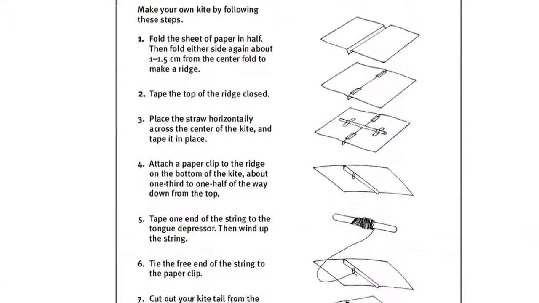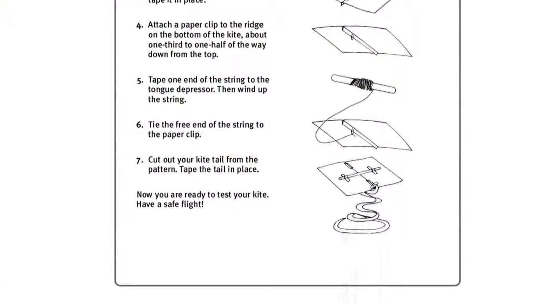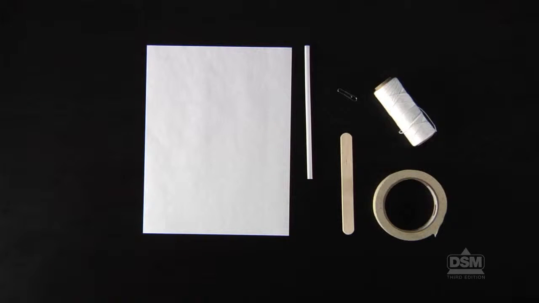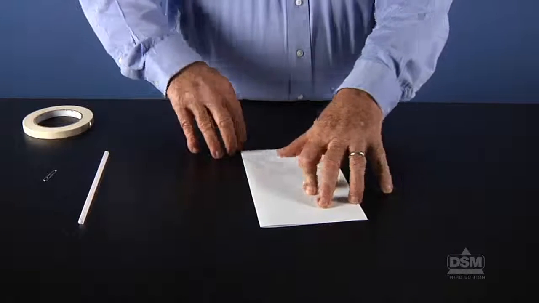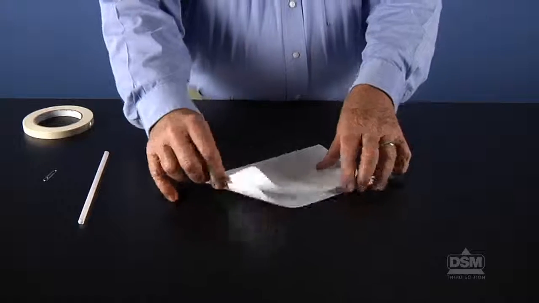To prepare for Session 2, make a copy of Activity Sheet 4, Part B for each student. Choose a dry, mildly breezy day to fly the kites. You and your students will each need a sheet of paper, a plastic straw, a paper clip, a tongue depressor, kite string, and some tape. To begin Session 2, distribute Activity Sheet 4, Part B, and review the instructions together. Next, distribute the materials and a copy of the kite tail pattern to each student. Allow students time to build their kites and make one for yourself.